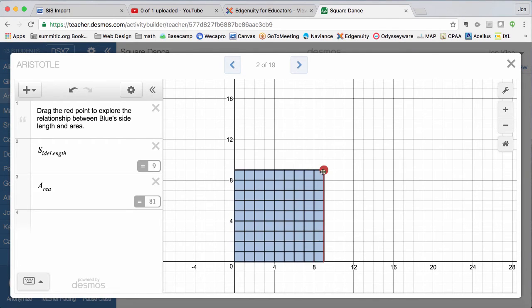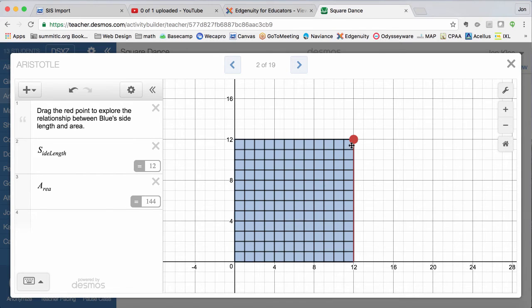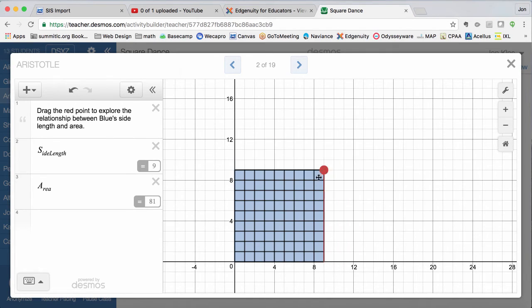If I click on it and drag it, we can see the side lengths and the area changes, right? Here is a square with a side length of 12 and an area of 144. If I shrink it in, here's a side length of 7 with an area of 49. Make some observations when you're ready to go on to the next slide.